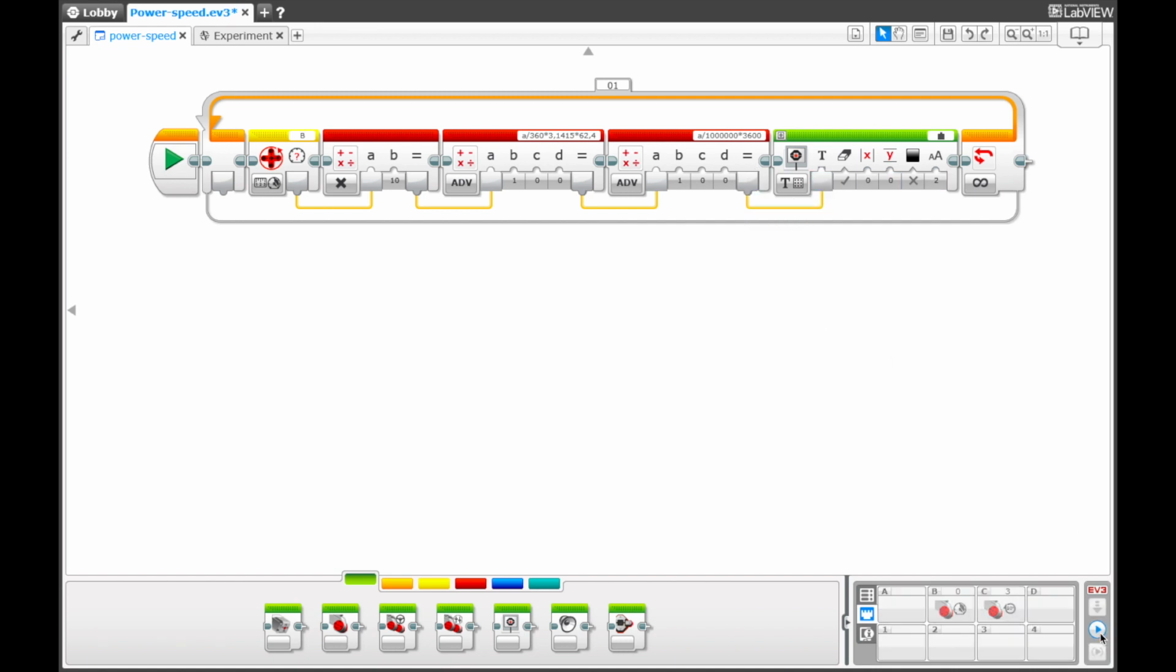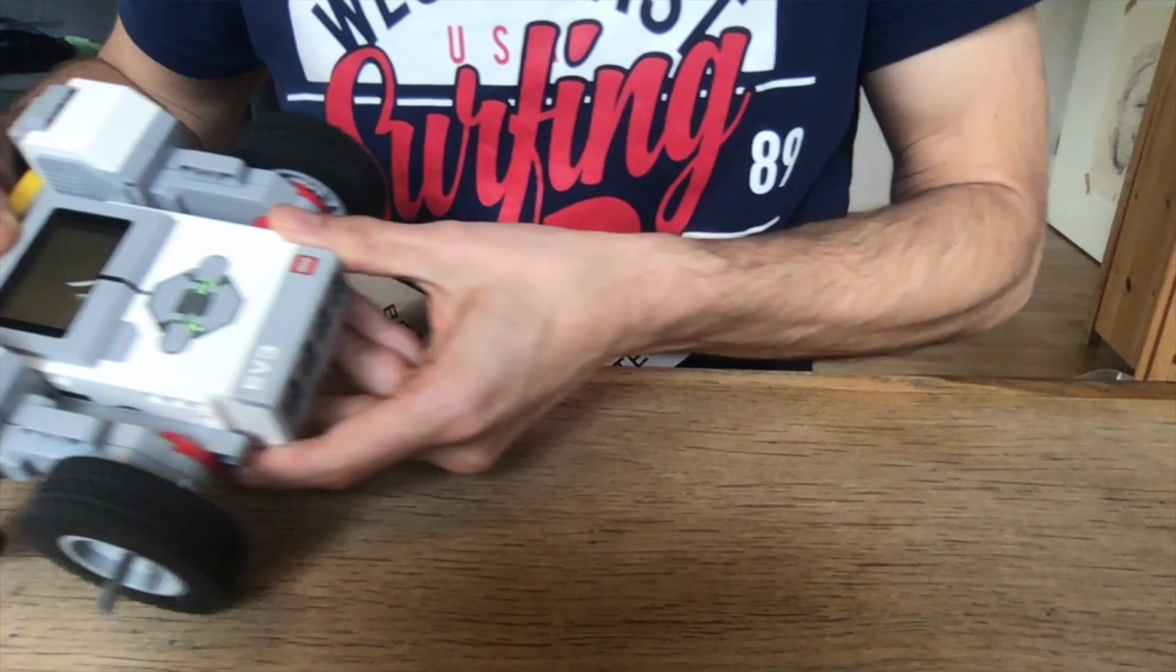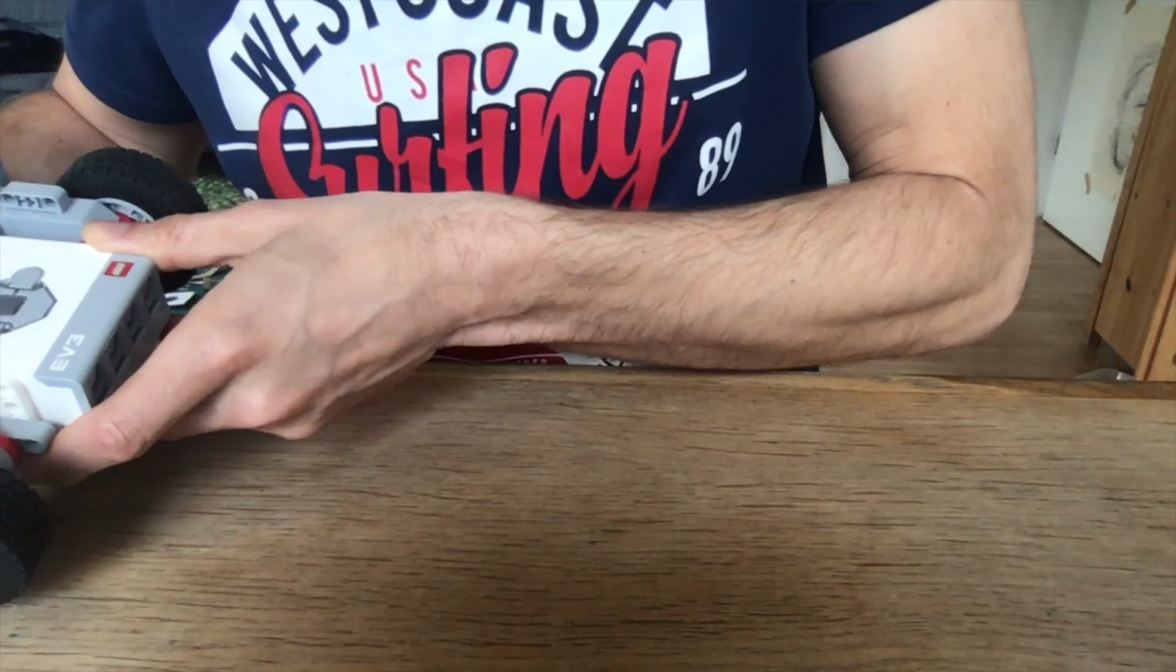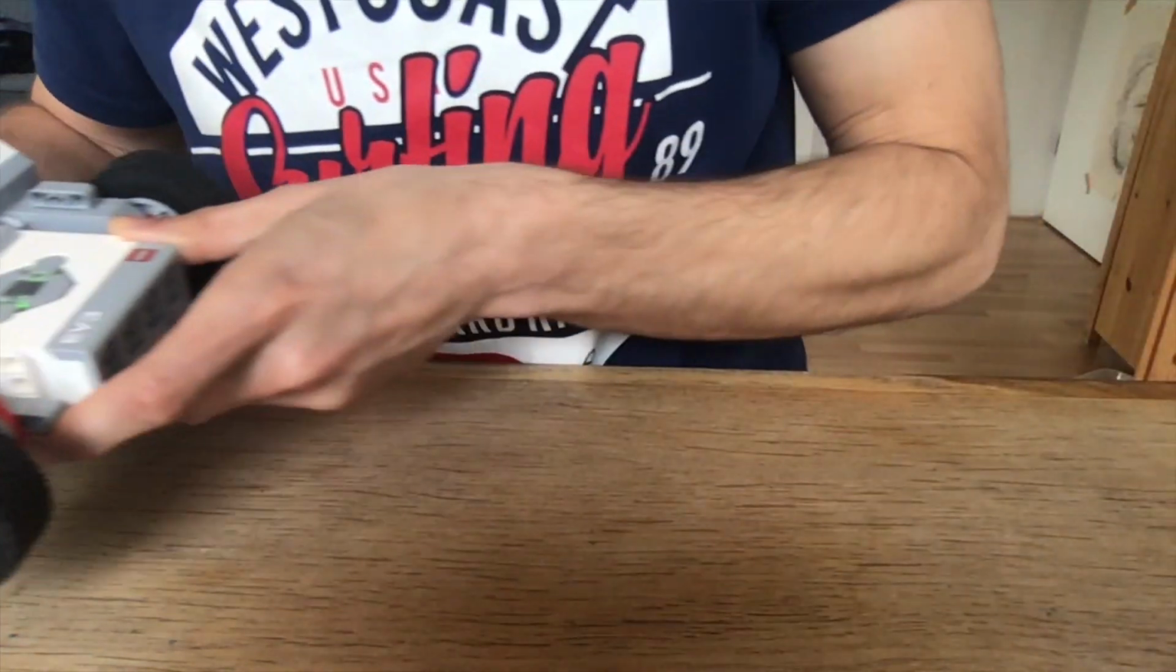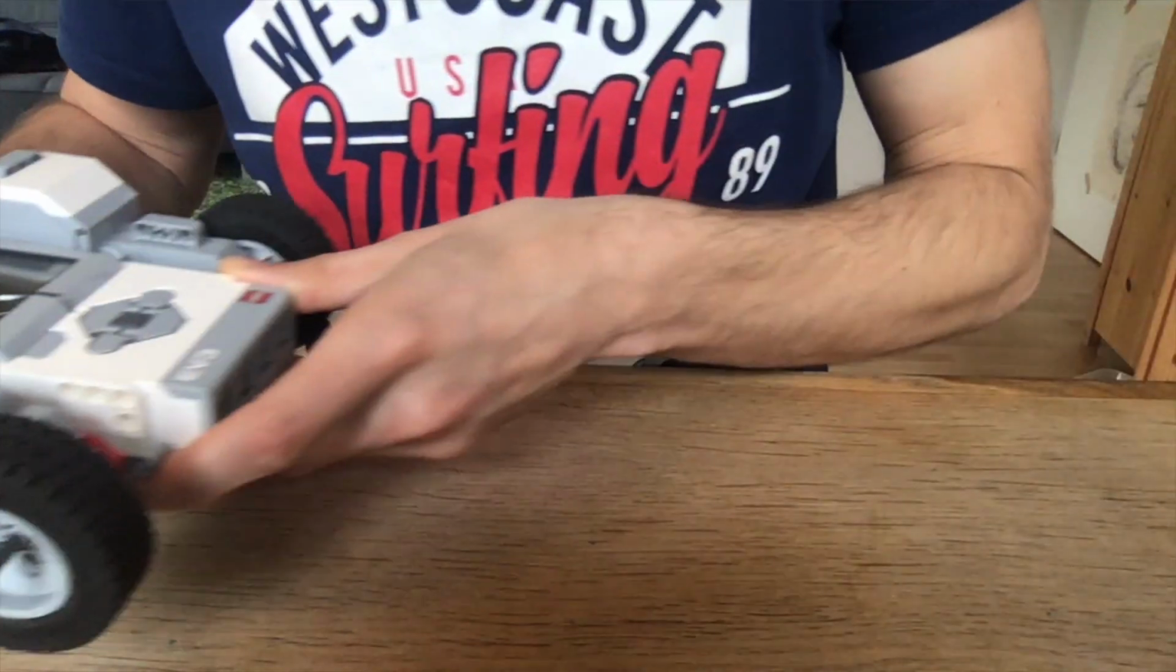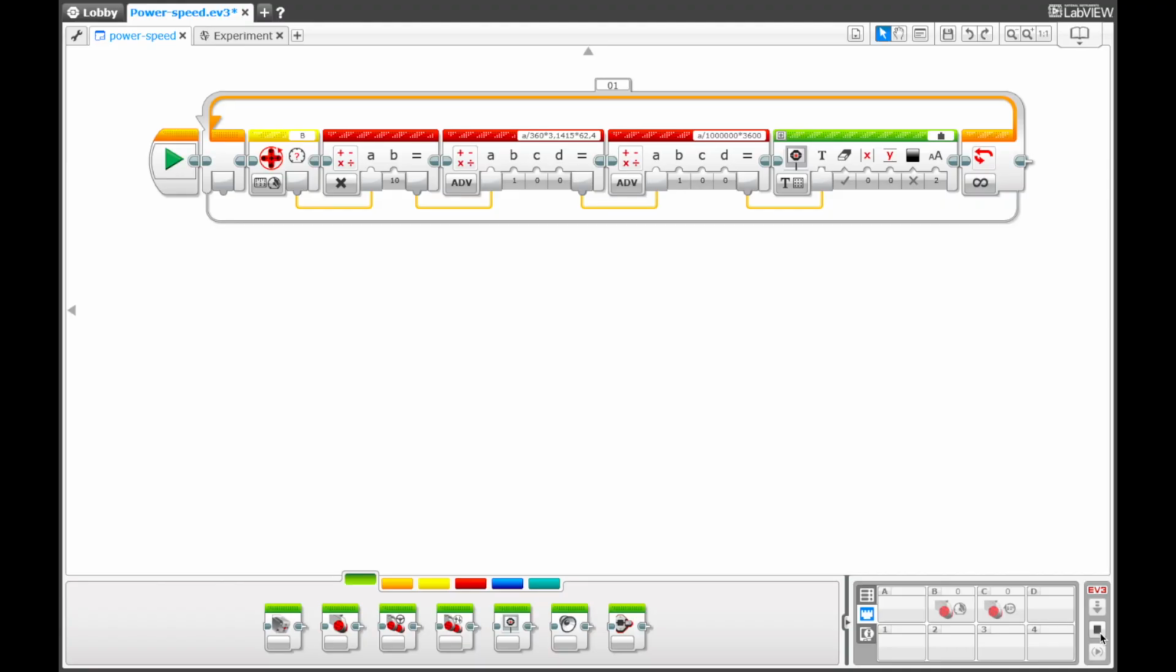And now I run my program, and on screen I push around my robot. I get around 1 kilometer per hour, 1.5 kilometers per hour, and maybe 1.9 kilometers per hour if I push it really fast. So here you have it. This program converts the LEGO power, which is actually speed, to an interesting unit, kilometers per hour.